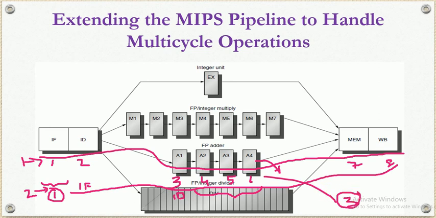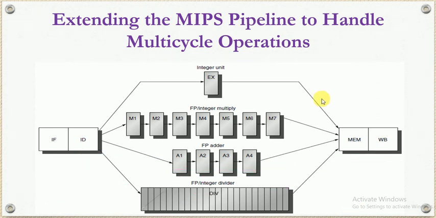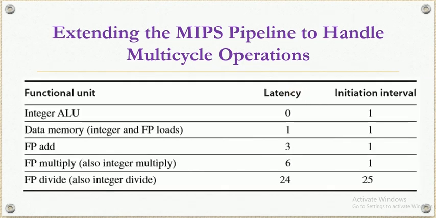That value is considered the latency of the FP add operation, that is 3, and the initiation interval is 1. I hope it is clear. When compared with the previous two, it is also clear, I think. So why this value 3 and why this value 1?